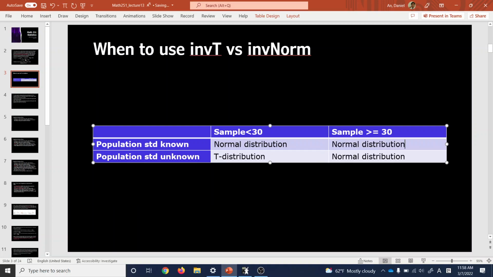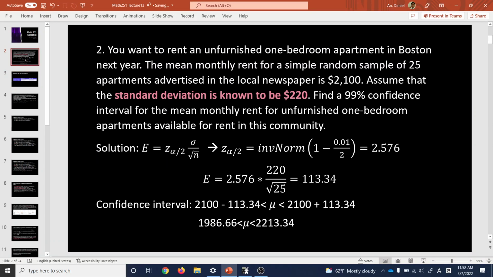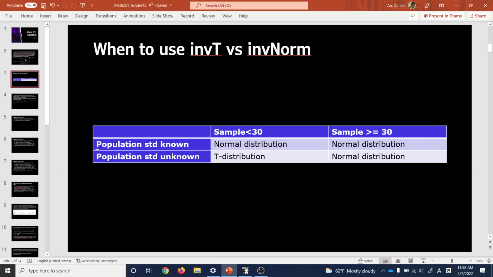Okay. So in this previous question, the standard deviation is known to be 220. That's the case when you have this first case. So regardless of whether your sample size is less than 30 or more than 30, you just use the normal distribution. Get it?